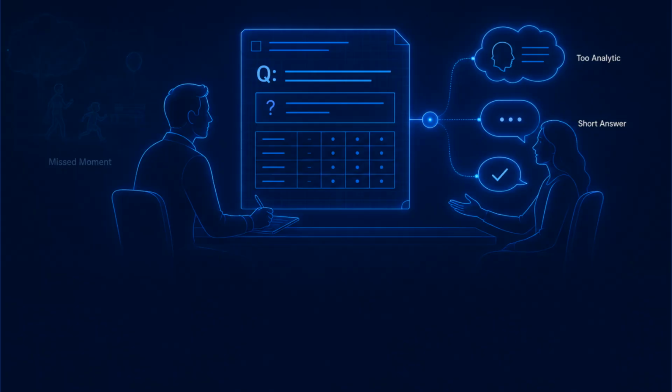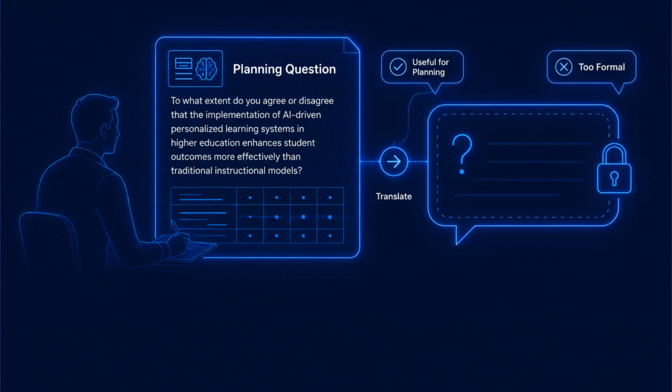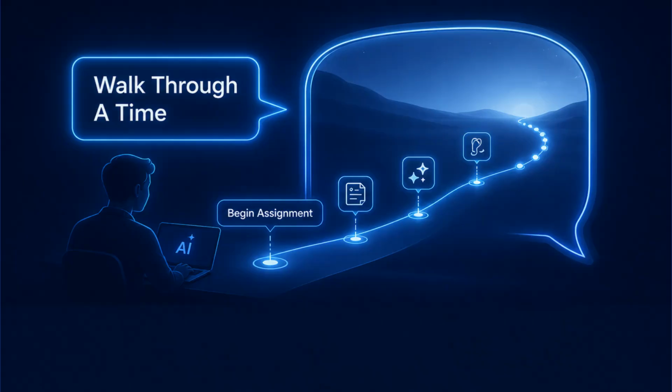For example, a sub-question might be, how do learners describe beginning and continuing academic tasks when AI support is available? That is a useful planning question, but it is still too formal to ask directly in most interviews. The interview question needs to invite a moment. It might sound like, can you walk me through a time when you used an AI tool to begin an assignment? Now the participant has a place to begin.